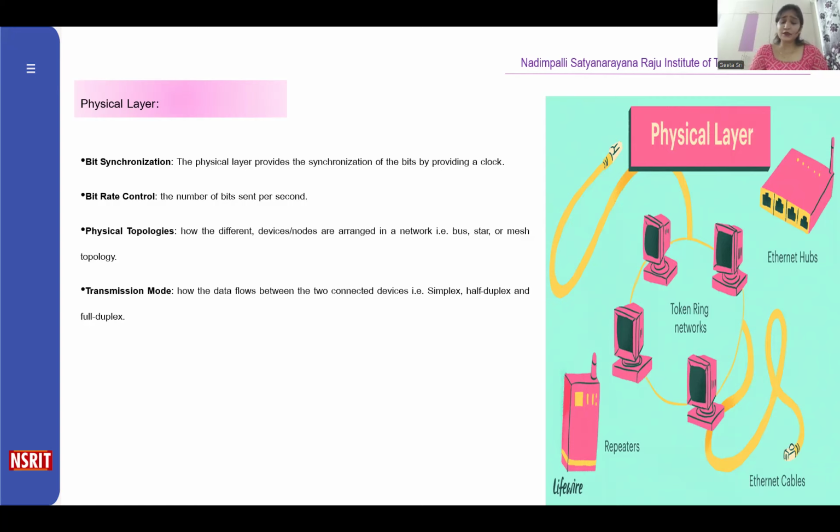It can be simplex, half duplex, or full duplex. Simplex is one-way communication. It can also be two-way communication, where both sender and receiver equally participate in sharing the data.